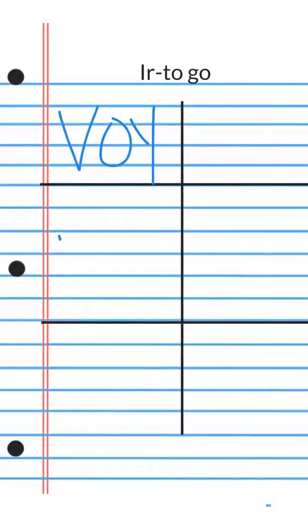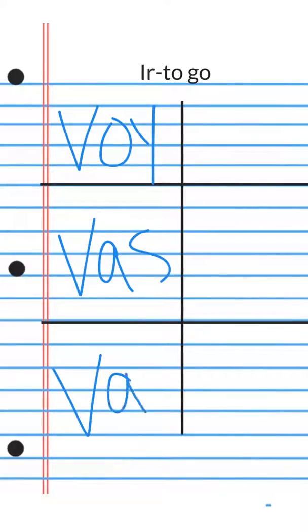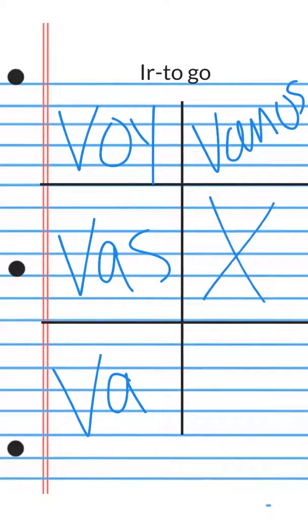So, in order to conjugate the verb ir, in the yo spot, you would actually say voy. In the tú, you would say vas. Él, ella, usted would be va. Nosotros would be vamos. And then the ellos, ellas, ustedes box would be van.